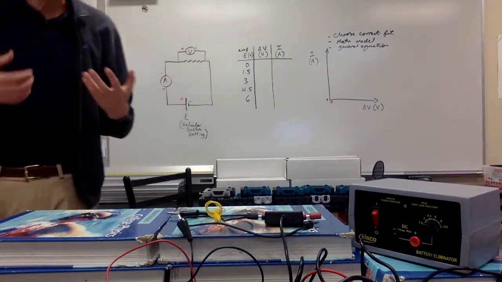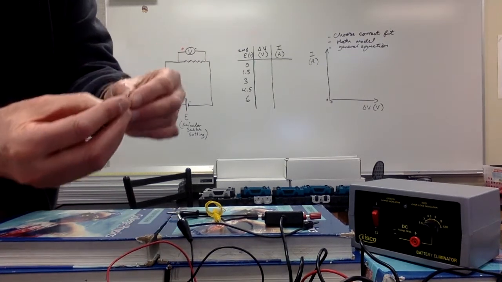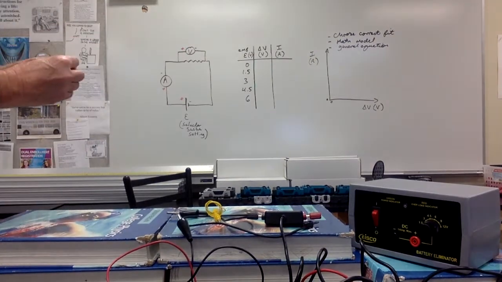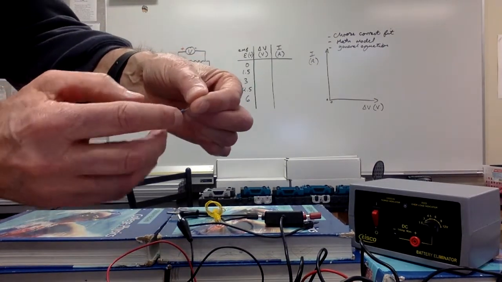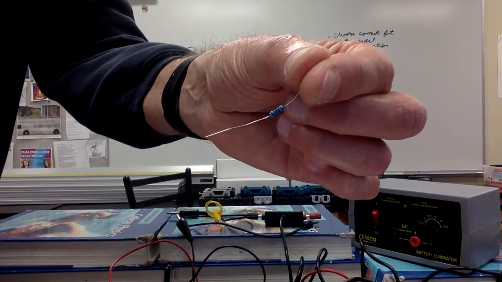So I need to set this up. This goes fairly quickly. I'm going to use this little resistor. The fact that it's blue doesn't have anything to do with anything. The little color bands on here represent the value of the resistor, but we'll be able to figure that out from the experiment.